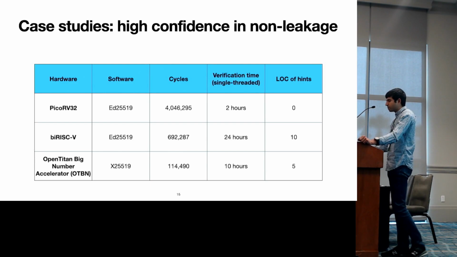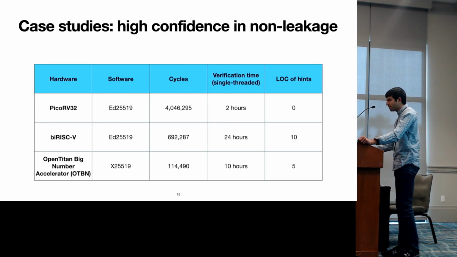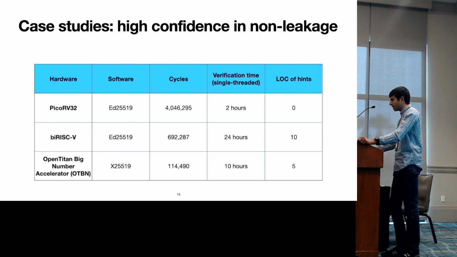So to evaluate the approach, we did some case studies. Still early work, so we have some small examples so far. I talked about this PicoRV32 one already. We've also tried this with slightly fancier processors. So there's this open source RISC-V processor called the BiRISC-V. To give you some sense of how much complexity is there, it's a dual issue, 6-stage pipeline processor, slightly fancier than our initial example.